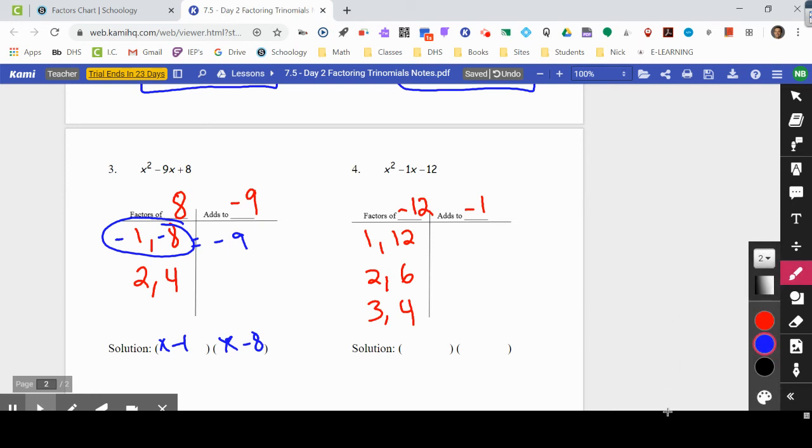right? And I've got to add up to a negative 1 here. So 1 and 12, nope, I won't be able to get to a negative 1 with a 1 and a 12, not with a 2 and a 6. So that means it's the 3 and the 4. I have to add to a negative 1, and the only way these will add to a negative 1 is if my 3 is positive and my 4 is negative, because a positive 3 plus a negative 4 is a negative 1. So that means my solution is going to be x plus 3 times x minus 4.